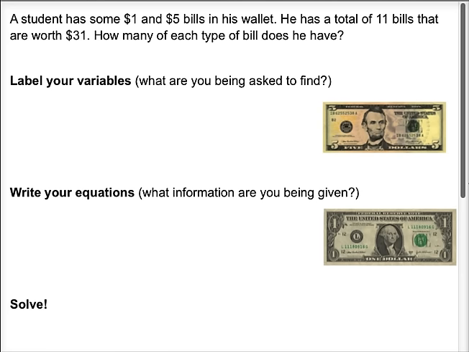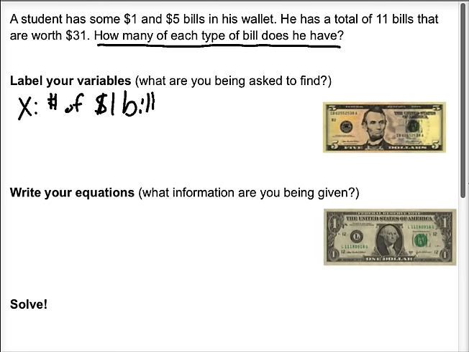All right, so same thing. First, we're going to label our variables. So let's look at our question. Our question being, how many of each bill does he have? Many is talking about the amount. So my x is going to be number of $1 bills. Y is going to be number of $5 bills. You always want to label your variables because it's going to help you construct your equations.